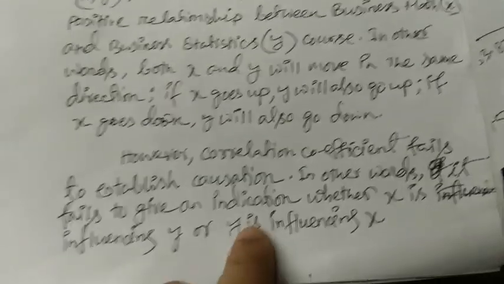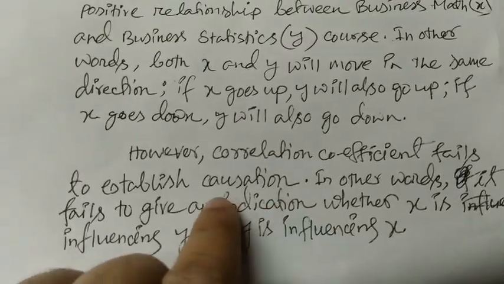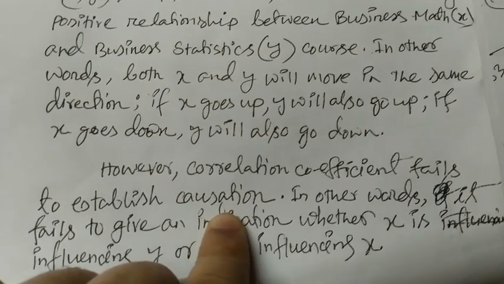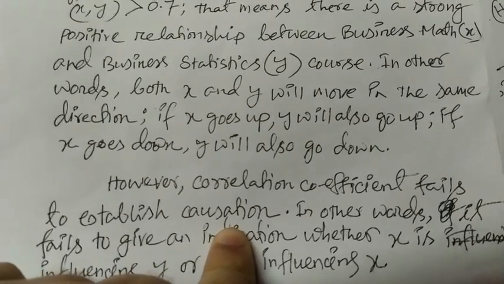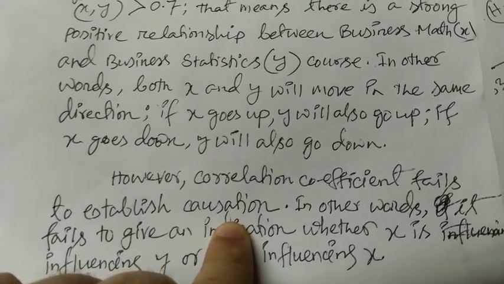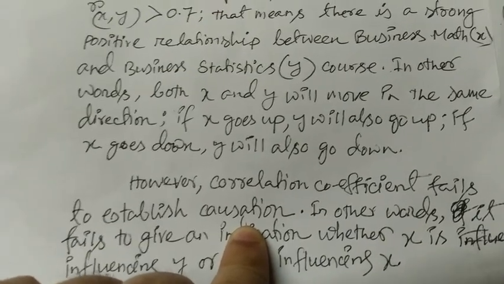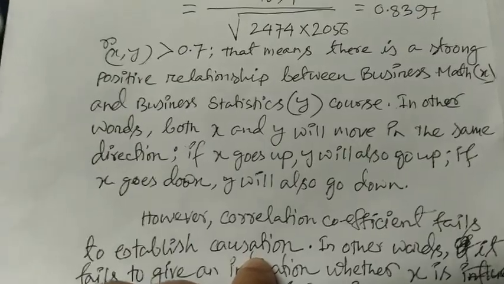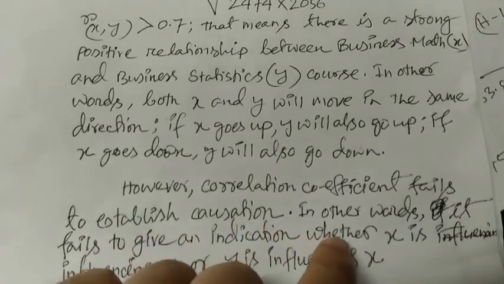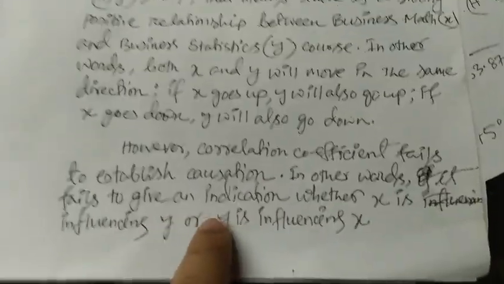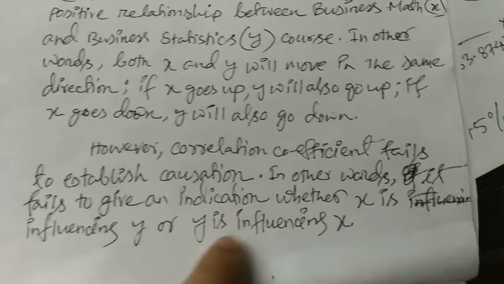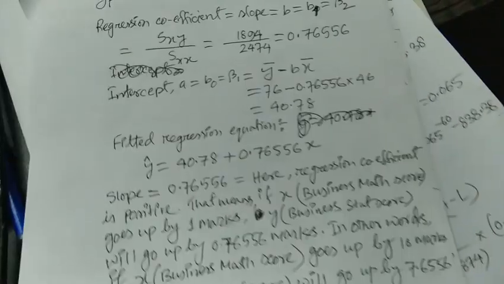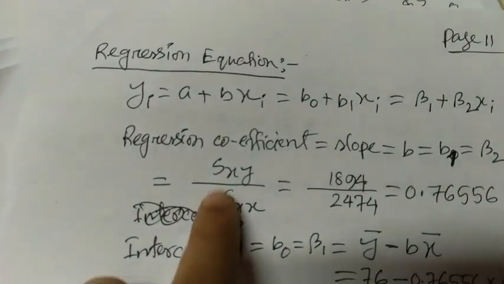However, correlation coefficient fails to establish causation, as I said before. It fails to give an idea of whether x is influencing y or y is influencing x. That means which one is causing which, we don't understand from the correlation coefficient. So we don't get this idea from correlation coefficient. For that, we need to do regression equation.